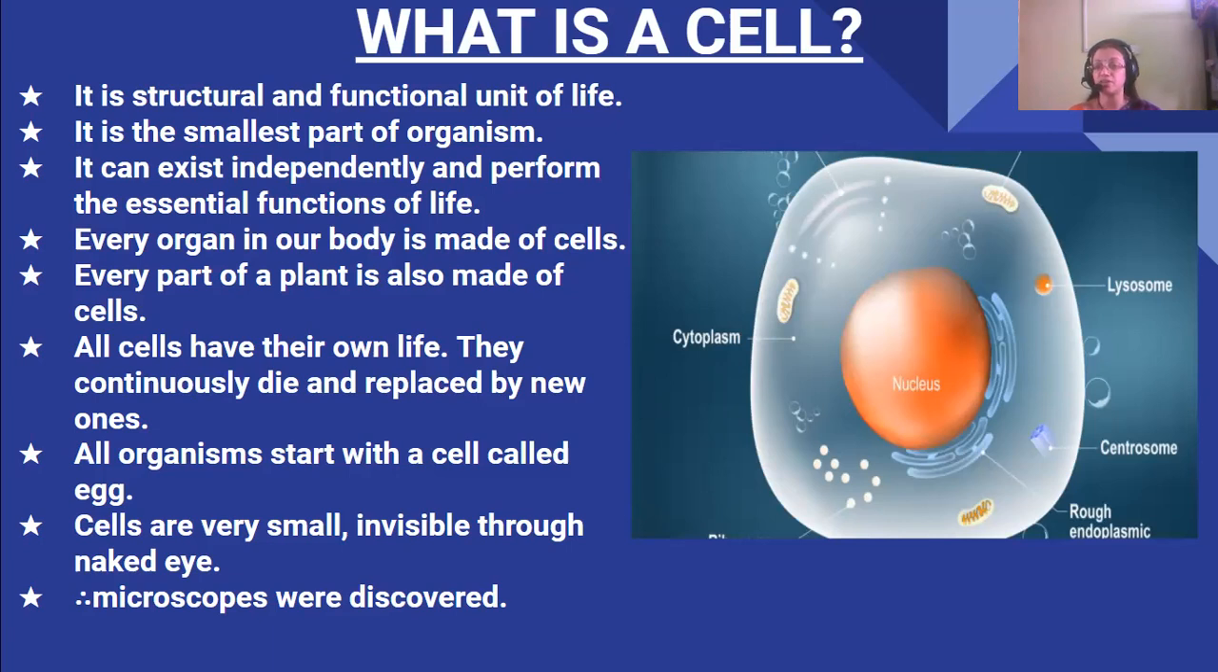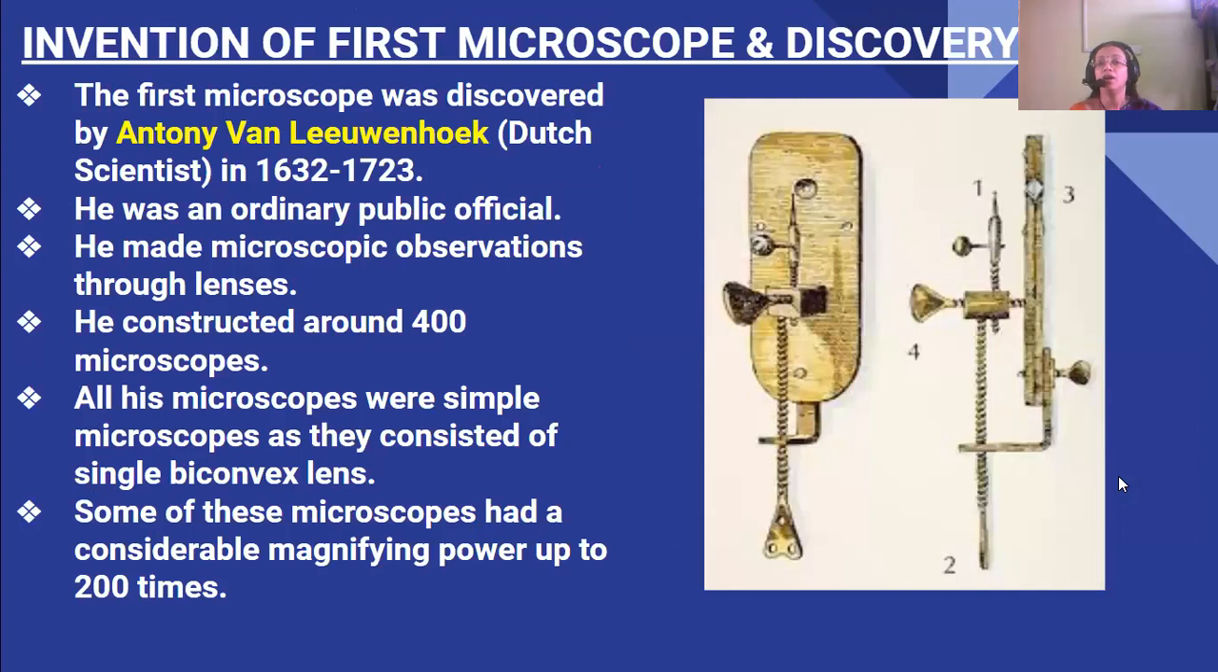See, this is the picture of a cell. This is the cell which has the cytoplasm, and this center portion, the red color you can see, is the nucleus. Certain organelles are present in the cytoplasm, like this is the centrosome, this is the lysosome, this is the rough endoplasmic reticulum, and this is the mitochondria. I'll discuss all the organelles later on. So next we come to how the cell was discovered.